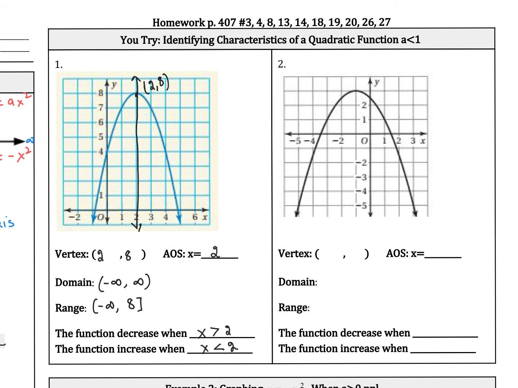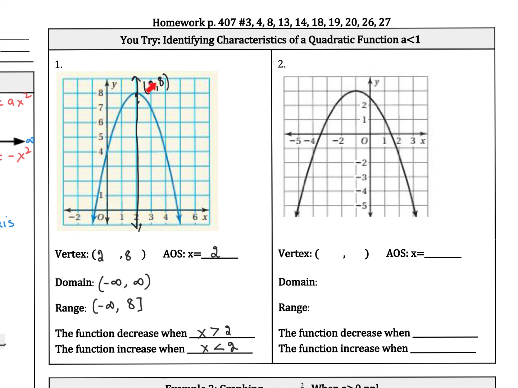For number 1, the vertex is the point on the top, which is 2, 8. The axis of symmetry is x equals the x coordinate, that is x equals 2. Domain is -infinity to +infinity, and the range goes down and down and down, so -infinity to 8 is the range.